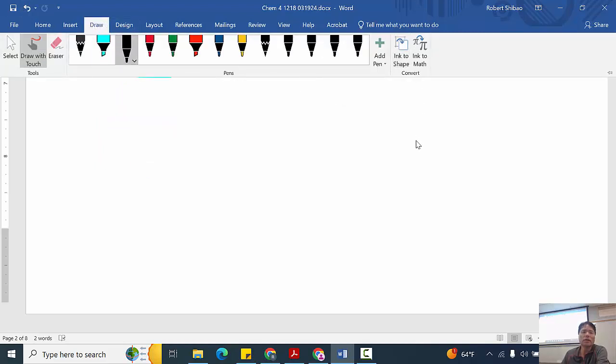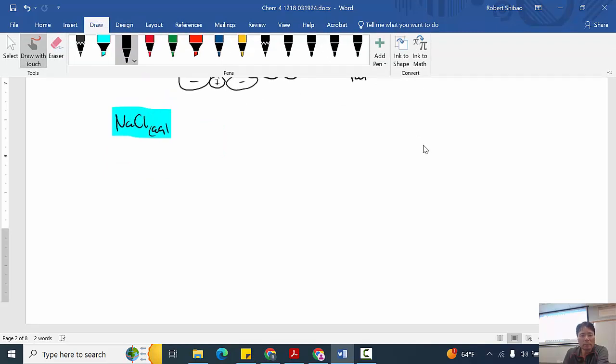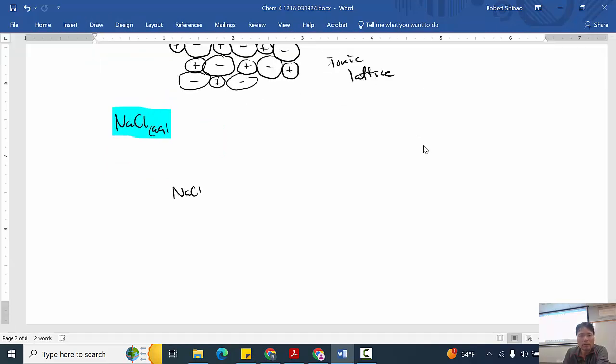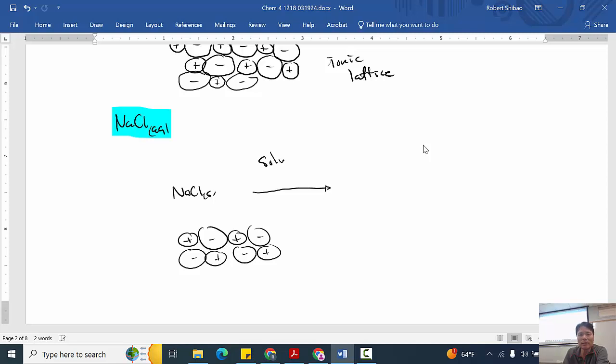I'm going to start from solid sodium chloride. When I think about sodium chloride solid, I think of a crystal lattice like this, in which we'll just have vibrational motion. And then the first step in this is something called solubility. That is, will it dissolve in water? Does sodium chloride dissolve in water?